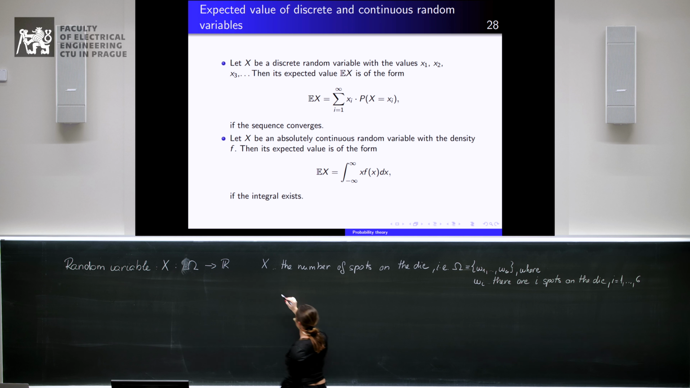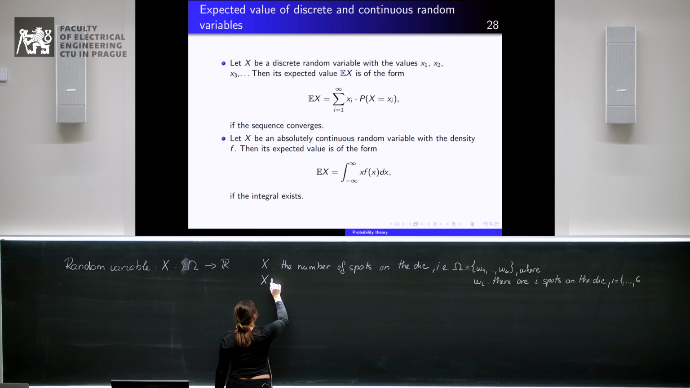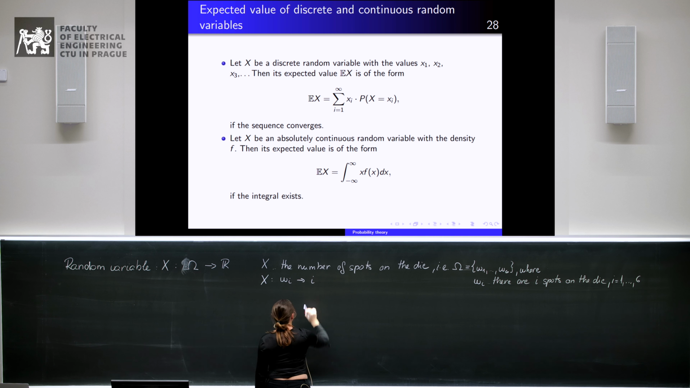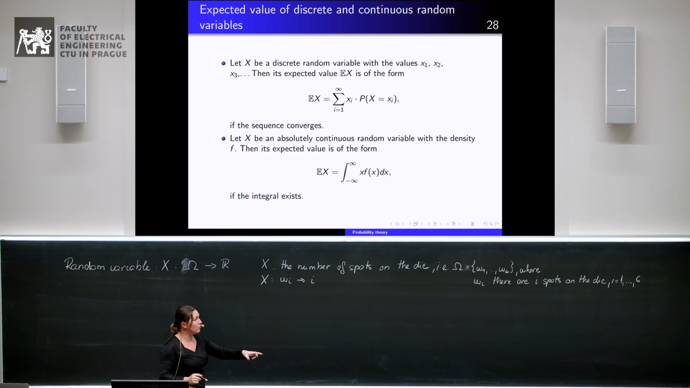Then, from a mathematical point of view, X is a mapping such that for each omega i, it is given the number i. So when we throw the die and there are 3 spots on the die, it is an elementary event, there are 3 spots on the die, we will use the number 3. It is the mapping to the number 3, and we will work with the number 3, and so on, and so on.